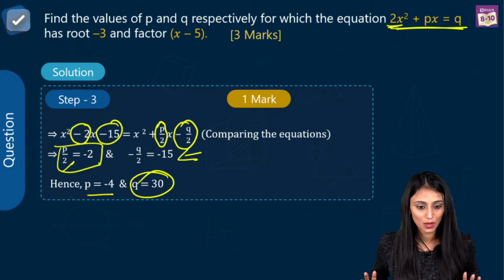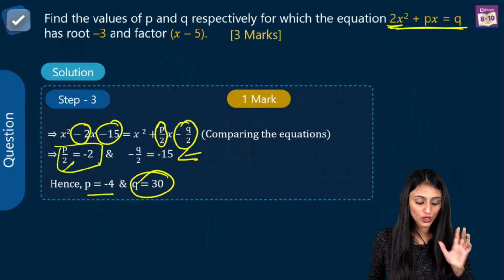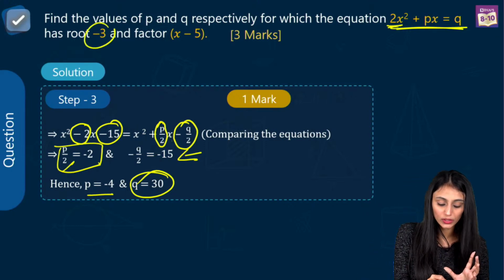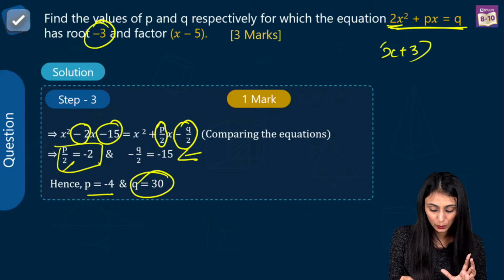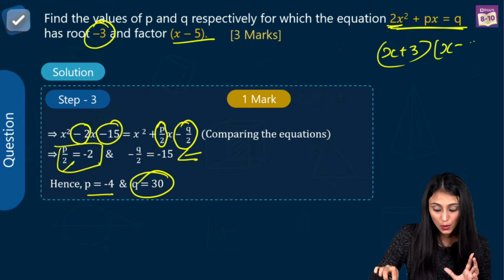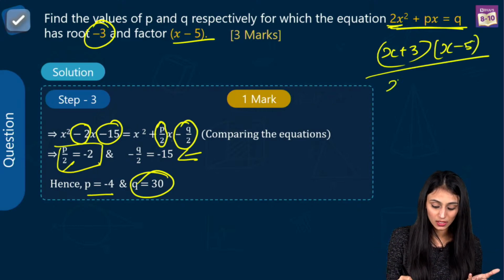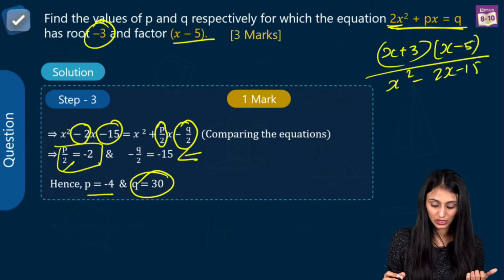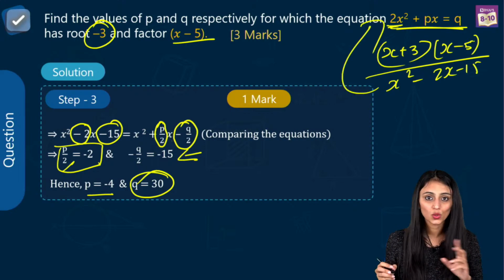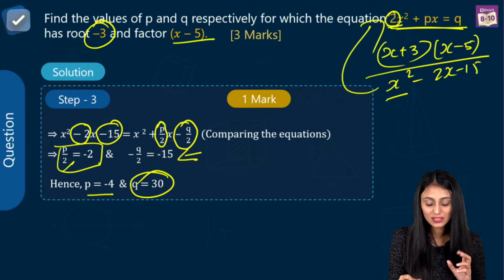Suraj is giving a thumbs up. Okay, you have understood this. Yes? Asha Shukla, all you have to do is, you have this root. You can make a factor with it. That would be x plus 3. This is another factor. When you multiply the factors, what do you get? You get a quadratic equation, which is x square minus 2x minus 15. Can you compare them? No, right? Because this is 2x square and this is x square only.